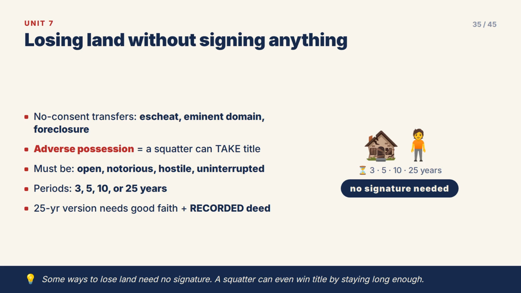Title can move without the owner's consent. Escheat, eminent domain, foreclosure, and adverse possession, which many people get exactly backwards. It doesn't protect the absent owner. It lets a squatter with a claim take title if their possession is open, notorious, hostile, and uninterrupted for the statutory period, 3, 5, 10, or 25 years in Texas. The 25-year version requires good faith and a recorded deed. The point isn't stealing land. It's forcing old boundary disputes to finally get settled.